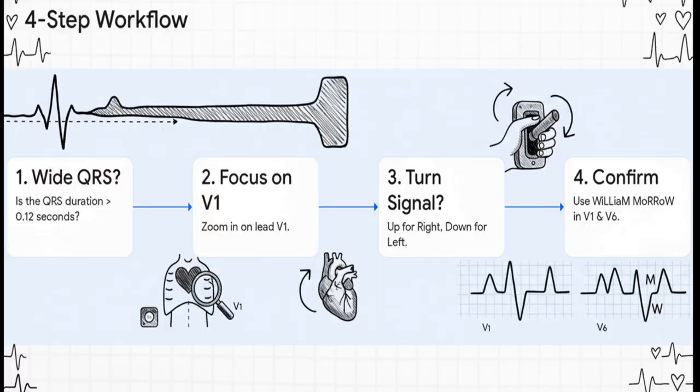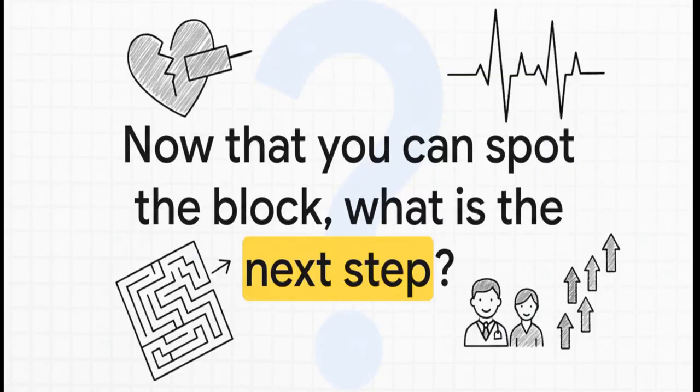That's your entire workflow. And this all leaves us with one final big question. I mean, identifying the block is a critical first step, but it's really just the beginning of the story, right? So now that you can spot that roadblock, what does it actually mean for the patient? And what's the next clinical step you need to take?